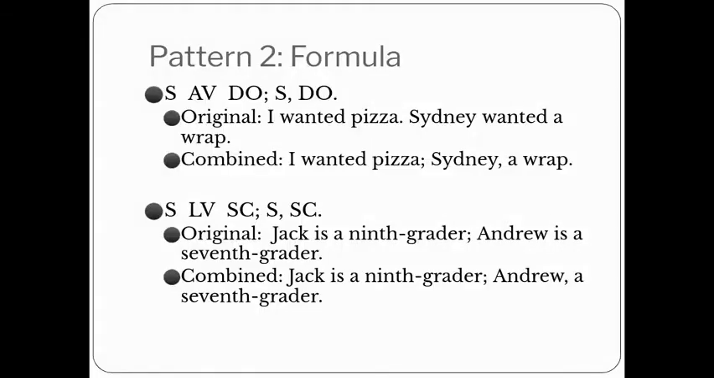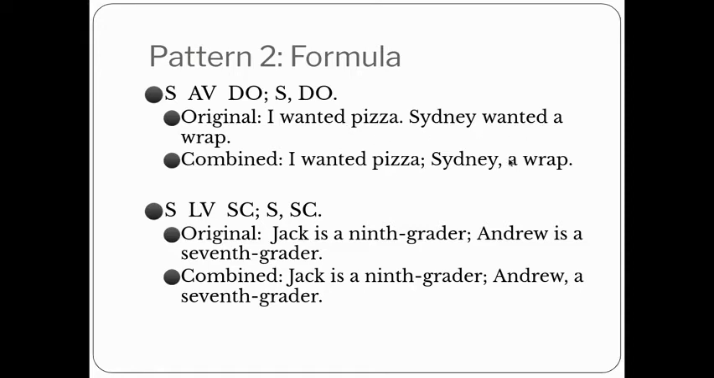So here's the formula. And there's two versions of the formula based on whether or not it's an action verb or linking verb because they're completed by different types of words. So if we have an action verb, our formula is subject, action verb, direct object, semicolon, subject, comma, direct object. Because that action verb was originally the same, so we're taking it out and putting a comma in there. It's really important that what you have doesn't already have a comma in that sentence. The original is I wanted pizza, period. Sydney wanted a wrap, period.